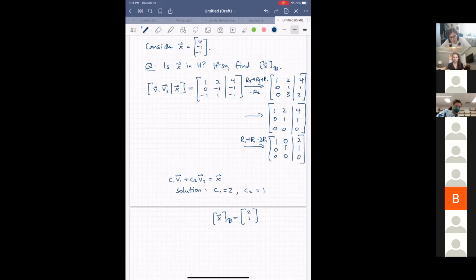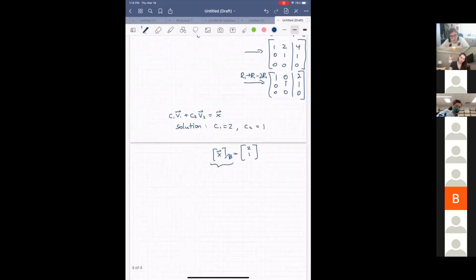What is this notation? What is that? This part right here. Yeah, this is the B coordinate vector. Can you explain that concept a little bit more? Because I got kind of lost there. What is the coordinate?